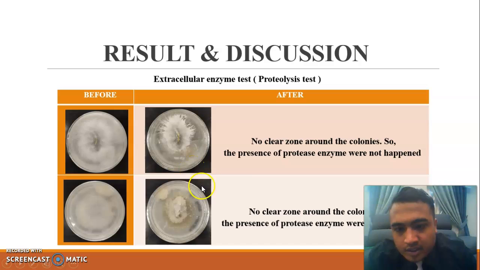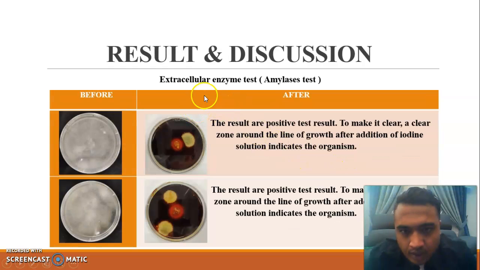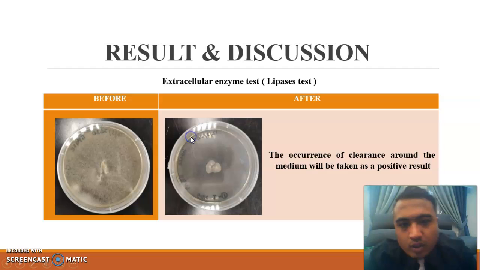For extracellular enzyme types, the first test we do is the proteolysis test. This is before, then this is after. The result is no clear zone around the colonies, so the presence of protease enzyme did not occur. For the amylase test, this is before and this is after. The result is positive. To make it clear, a clear zone around the line of growth after addition of iodine solution indicates the organism.